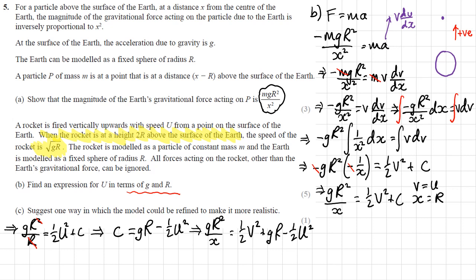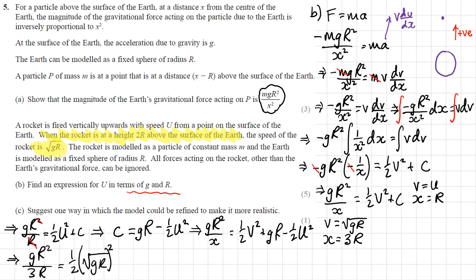So when v is equal to root gr, the height of the rocket is 2r above the surface of the Earth. Its distance x from the center of the Earth is going to be 3r. So I'm now going to make those substitutions. So I'll have gr squared over x, where x is 3r, is equal to half v squared, so v is this root gr, and that's going to be squared, plus gr minus half u squared.